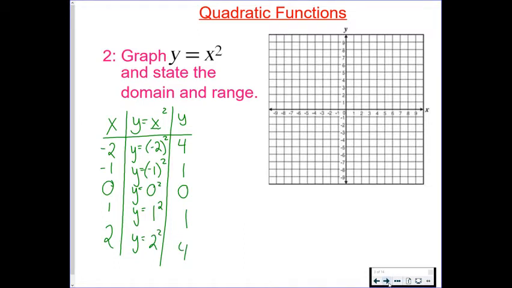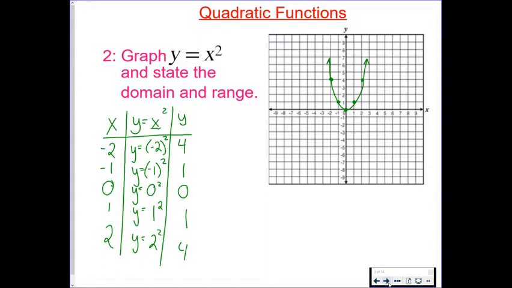Now I'm going to go plot it. (-2, 4) is up here. (-1, 1), (0, 0), (1, 1), and (2, 4). And then connect your dots together to make your shape, which is a quadratic function. That's called a parabola, that shape. And it makes a U.